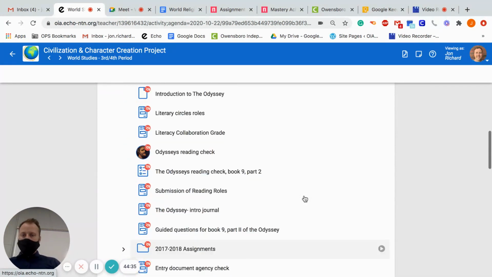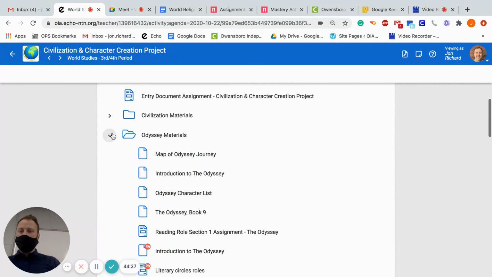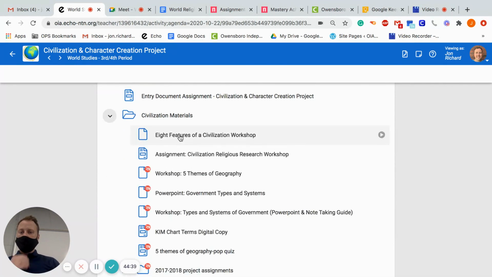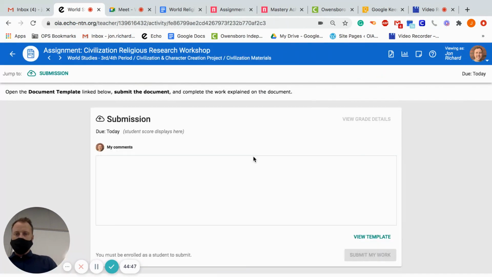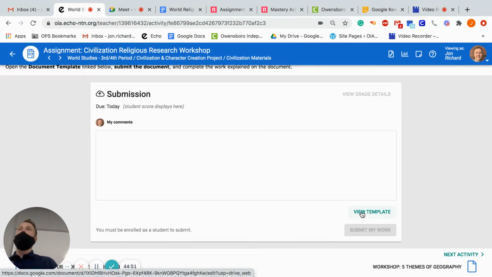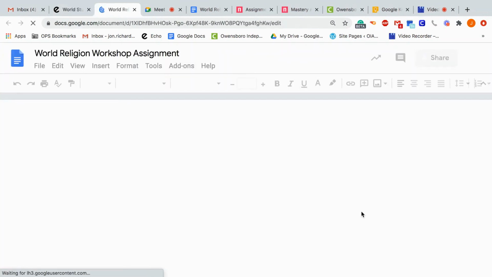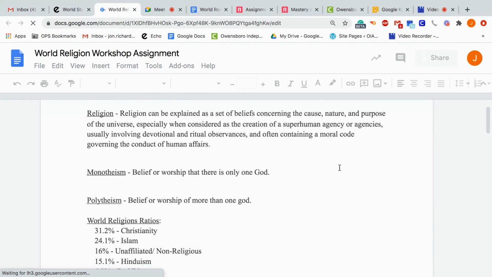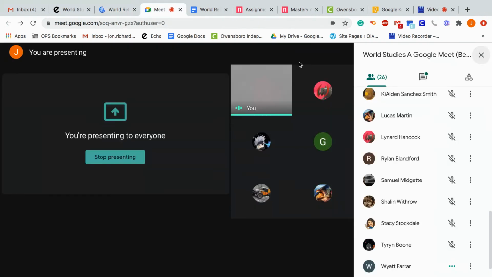If you go ahead and go into the civilization materials and open up the Civilization Religious Research Workshop and view that template, you should have already opened the template and hit submit. If you haven't done that yet, we've been looking at this a little bit. We looked at it on Tuesday, and now we're going to look at it a little bit more. If you have not opened that yet, you need to do so.